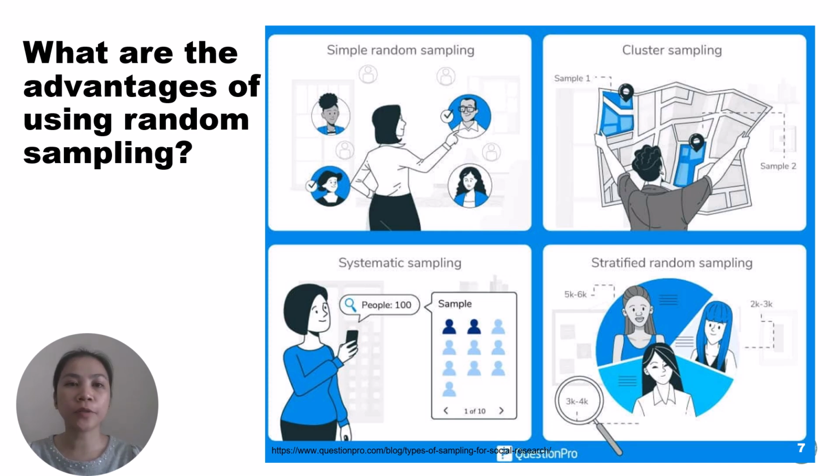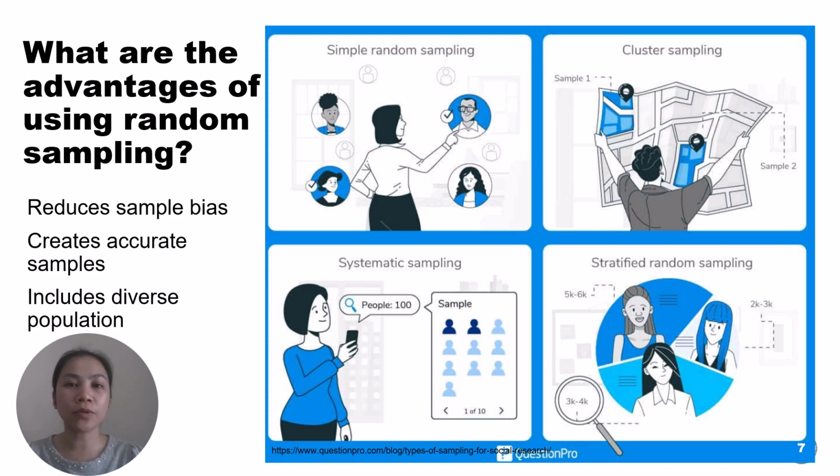Why use random sampling? Because random sampling techniques provide the strongest foundation for generalizability, as they reduce sample bias, create accurate samples, and include a diverse population. There are four common types of random sampling, which include simple random sampling, cluster sampling, systematic sampling, and stratified random sampling.